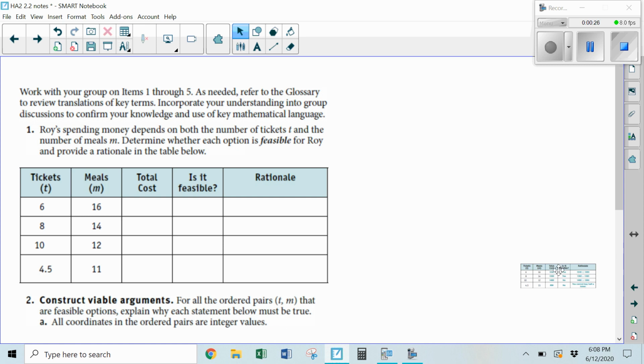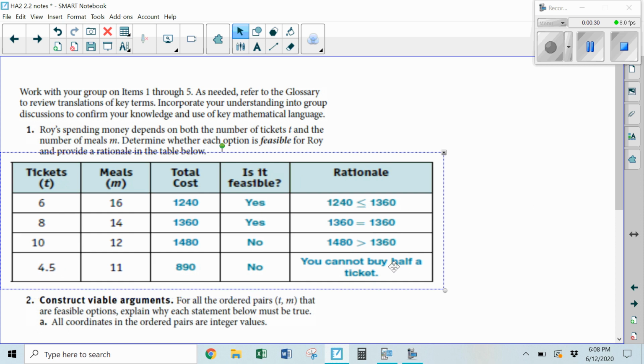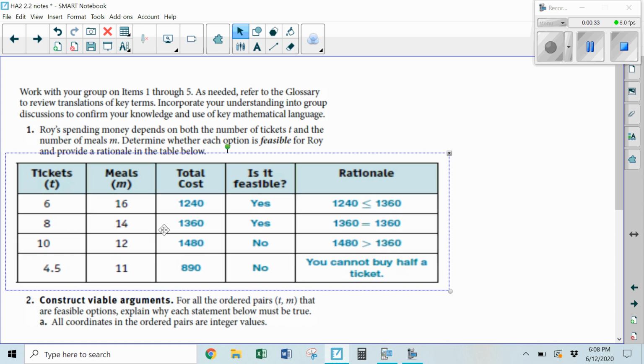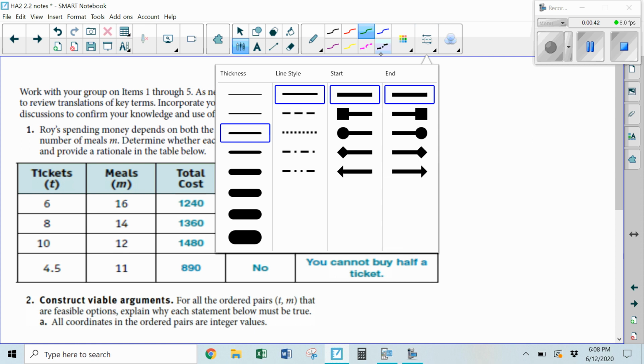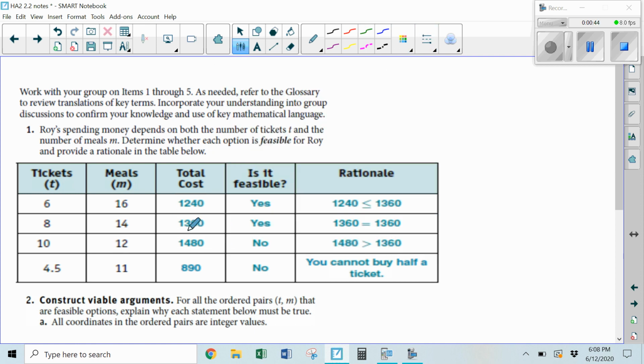All right, so for number 1, here's kind of what you should have gotten. You can figure out the total cost. It's feasible because 1240 is less than 1360. For the next one, you get 1360. That's feasible. 1360 is equal to 1360, his spending amount. This next one costs 1480. That's not feasible because 1480 is bigger than 1360, the amount of money he has.